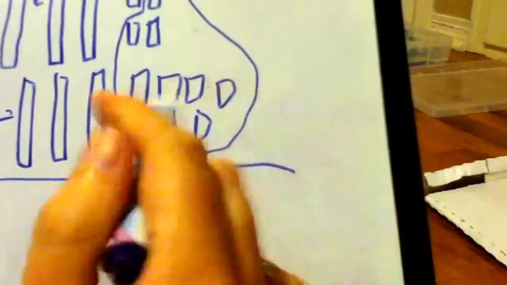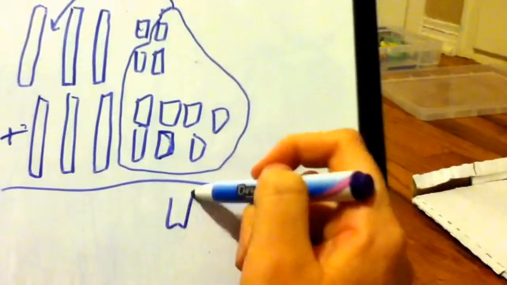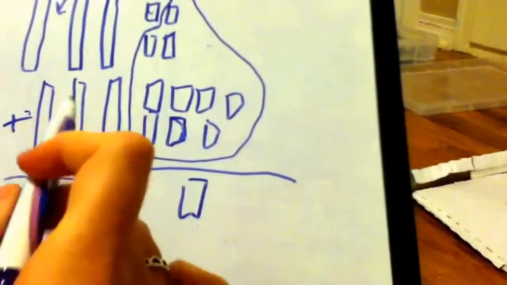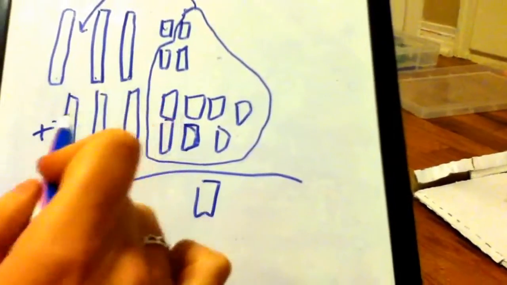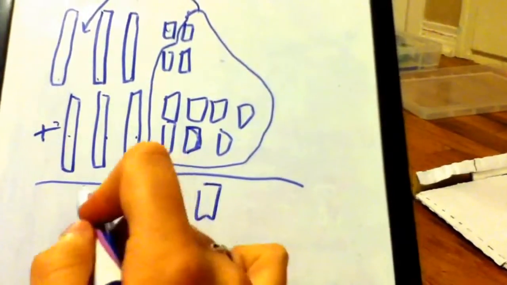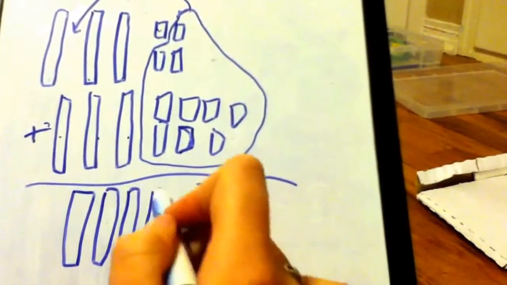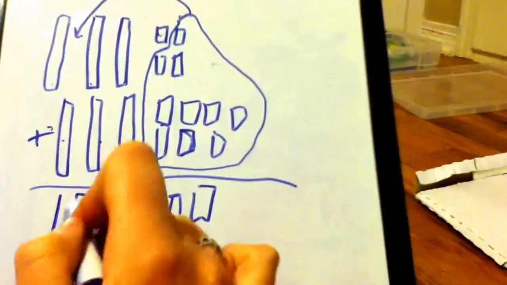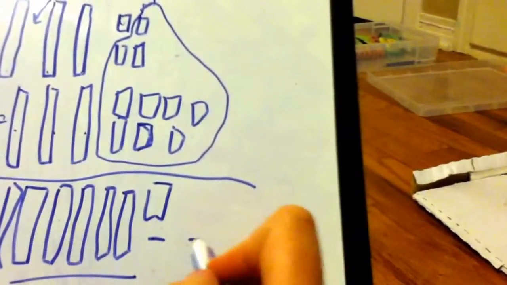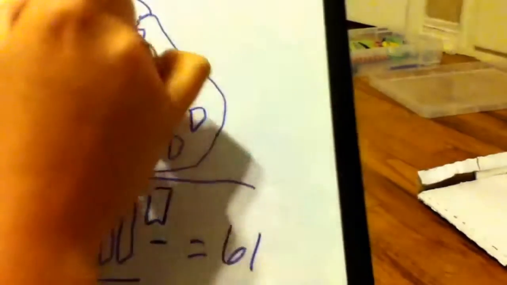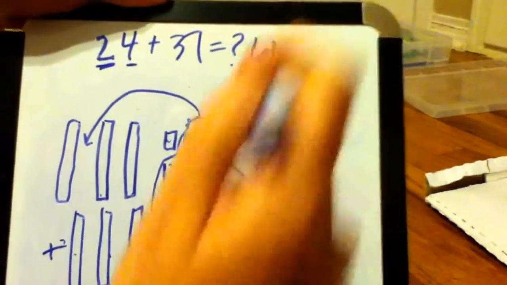So now looking at the units, we have 1 unit left. So I'm going to bring it down here. Now looking at the tens with the rods, we have 1, 2, 3, 4, 5, 6. So now we have 6 in the tens place. So there's 6 tens and 1 one. So our answer is 61. So 24 plus 37 equals 61.